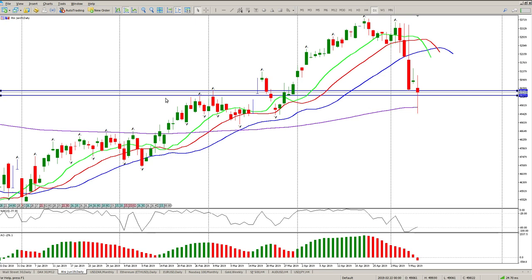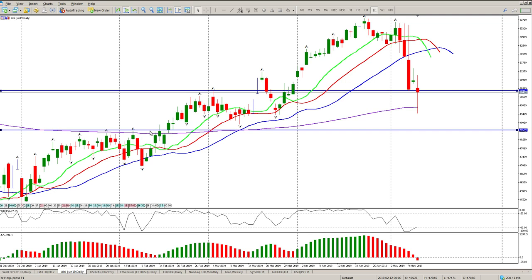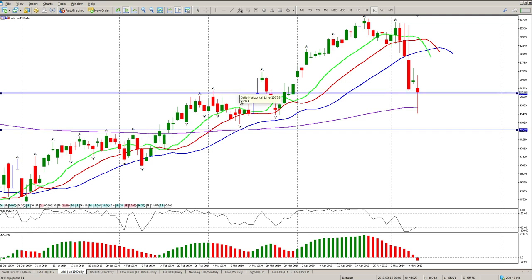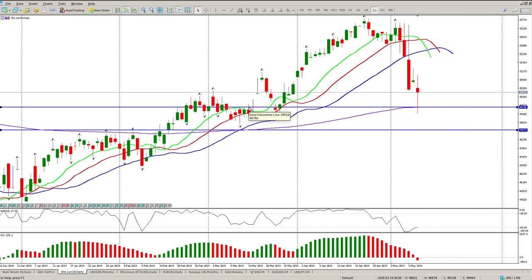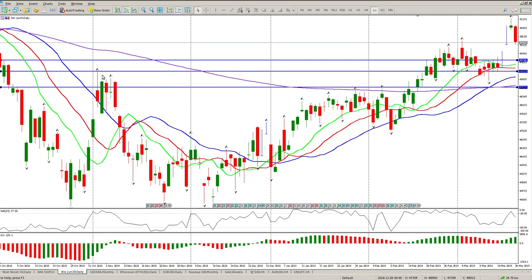So the next most logical level that we have, let's just move that, is going to be down there. And I don't see any other daily fractals at the moment. We do have this 200 moving average here, and we'll pick up these two levels here. So that's pretty much all I can really see at the moment. Just move that one to there.